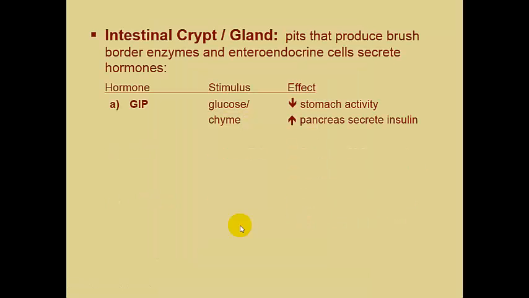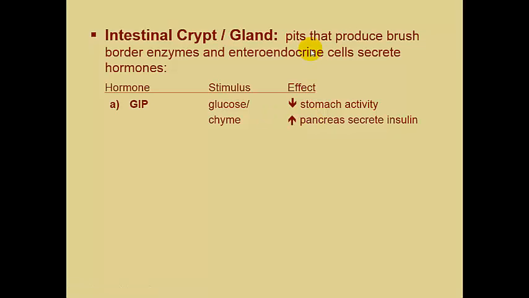So here's the list of hormones and what they do. GIP stands for gastric inhibitory peptide, and here's what stimulates it. For now, we can kind of focus on just chyme, and here's what it does. It tells the stomach to mellow out or decrease activity, and tells the pancreas to secrete insulin. So GIP acts as an antagonist to gastrin.